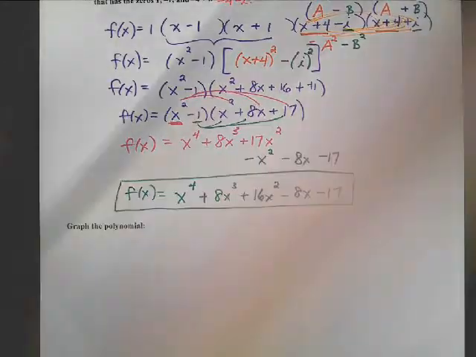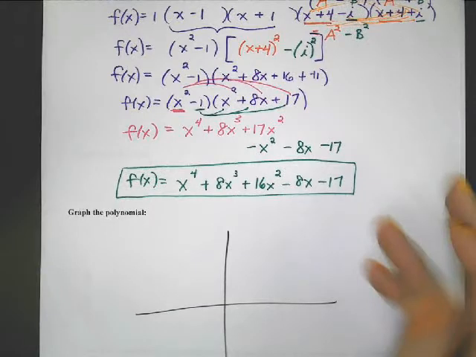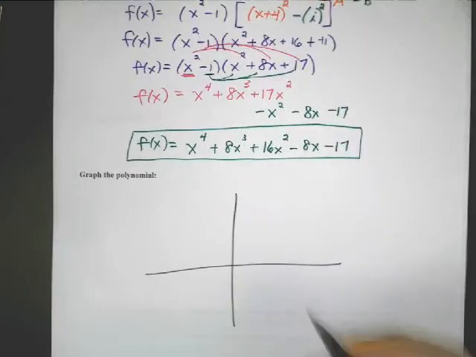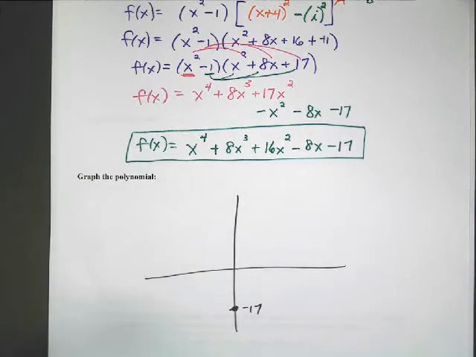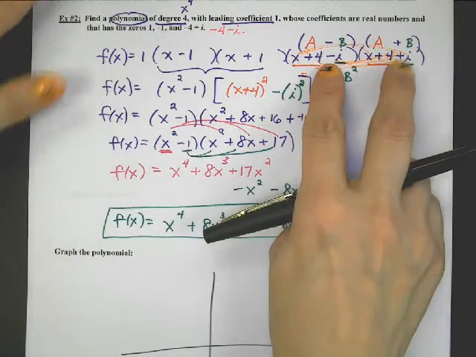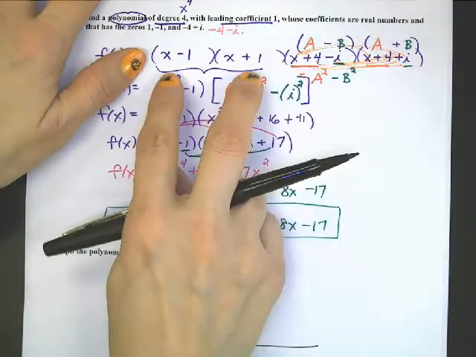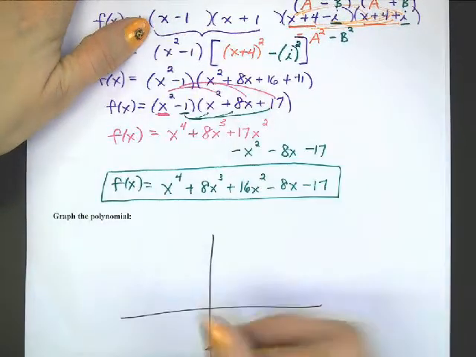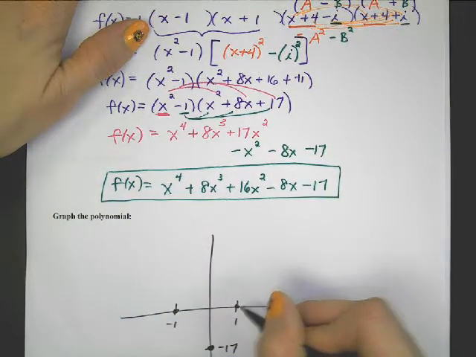To graph this polynomial, I'm going to look at a couple of things. I'm going to look at the y-intercept right here for my final answer from the polynomial answer, negative 17. But I'm also going to look at the x-intercepts from the beginning. Two of them are imaginary. Imaginaries are not going to touch the x-axis. So the only place it's going to touch is negative 1 and positive 1.